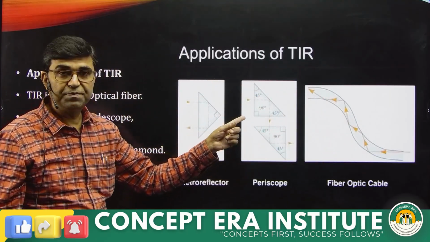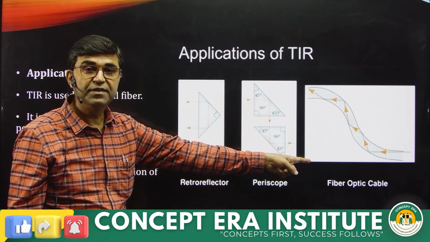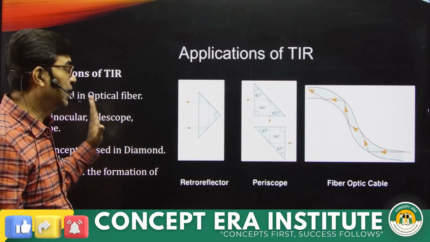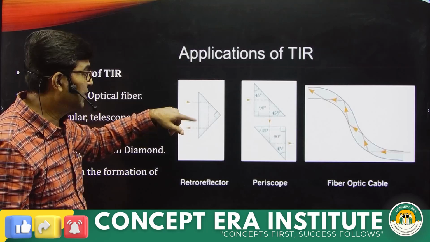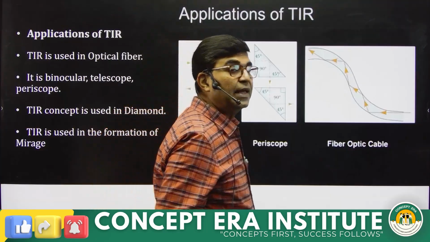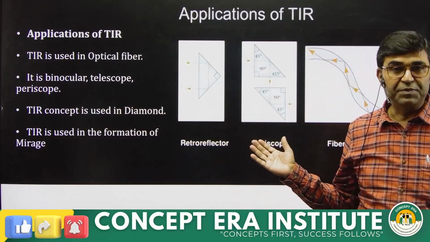This is a periscope. In this also, the phenomenon of total internal reflection is used, and this is a retroreflector. That means light coming from a particular direction is internally reflected twice to go back in the same direction. That concludes our part 4 and the conclusion of the chapter also.